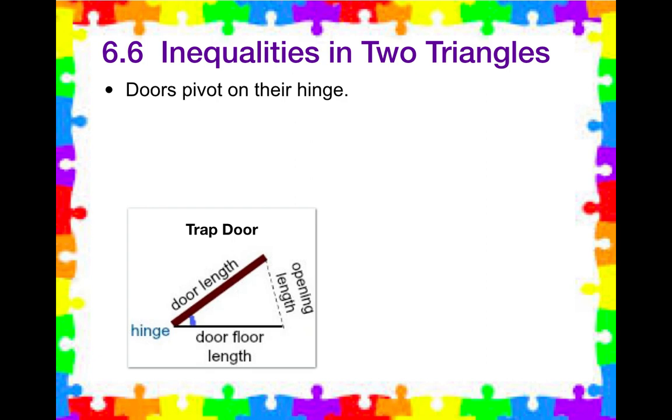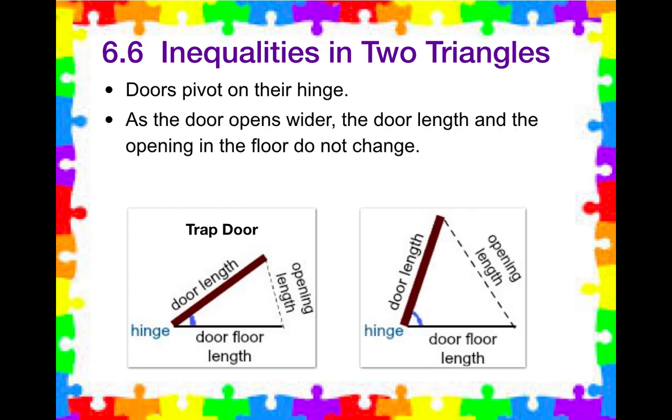So we're going to look at what's called a trapdoor. A trapdoor is on the floor, and there's a hole in the floor, and the door is covering that hole. And the door pivots up from the floor on a hinge. So here's the hinge. The door length doesn't change, and the hole in the floor doesn't change. But as we open up the door wider and wider, then the length of this gets bigger too. So this length gets bigger, and this angle gets bigger.